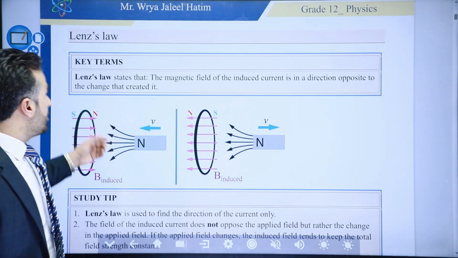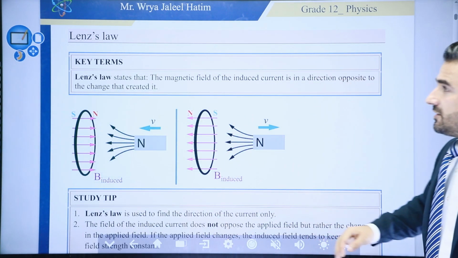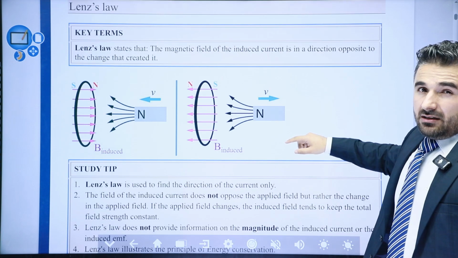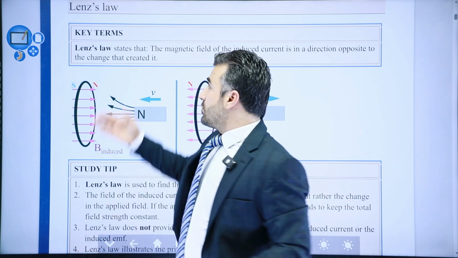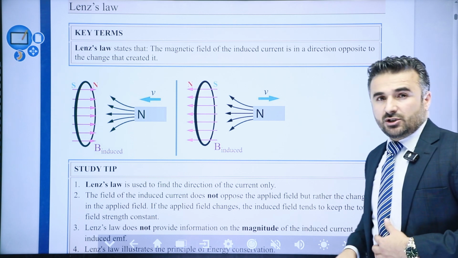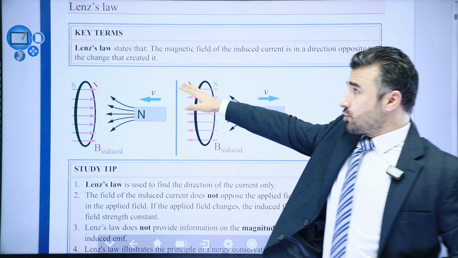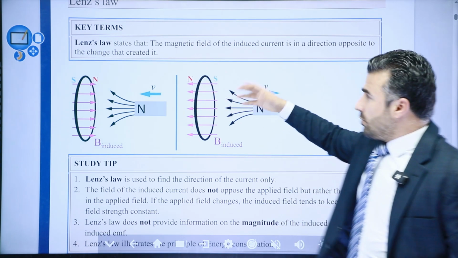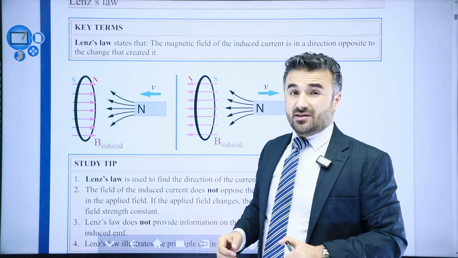Okay, and of course, after that, we can talk about Lenz's law. Yeah, so what is Lenz's law? Basically, we've been talking about the property of the current that is induced. And of course, this also talks about the direction of the current that is induced. So Lenz's law in short, if I go through this a bit quick, we'll say it's the magnetic field of the induced current is in a direction opposite to the change that creates it.